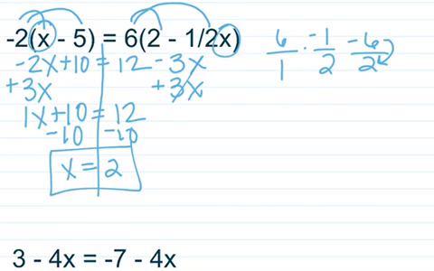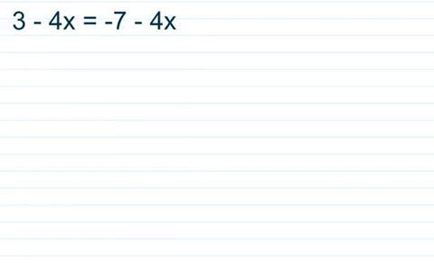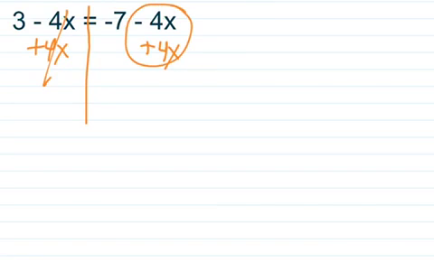All right, so for my next problem, I have 3 minus 4x equals negative 7 minus 4x. So again, we need to make sure that we get our variables on the same side. It doesn't matter which one you move. So if I do plus 4x, plus 4x, this cancels, but here's my problem. This also cancels. Negative 4x plus 4x is also gone. So this equation is saying that 3 equals negative 7.